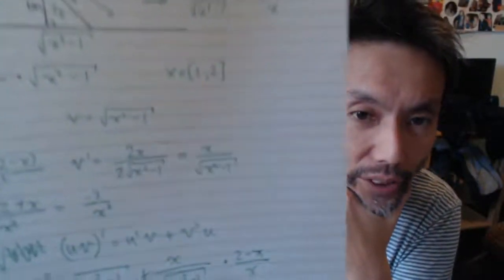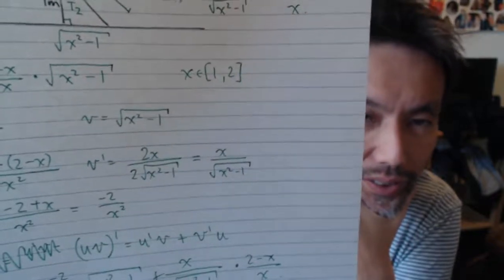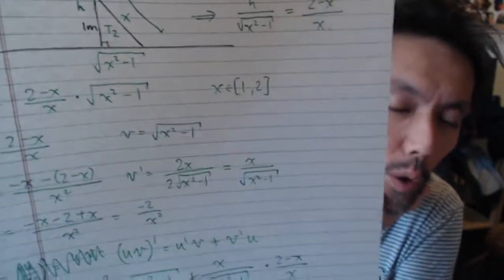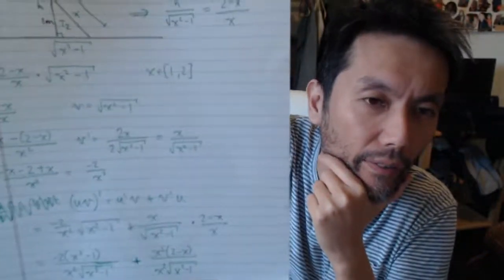How do I know that this corresponds to the absolute maximum? We know that the absolute maximum has to occur at the endpoints of this interval, or at a critical point of the function h.